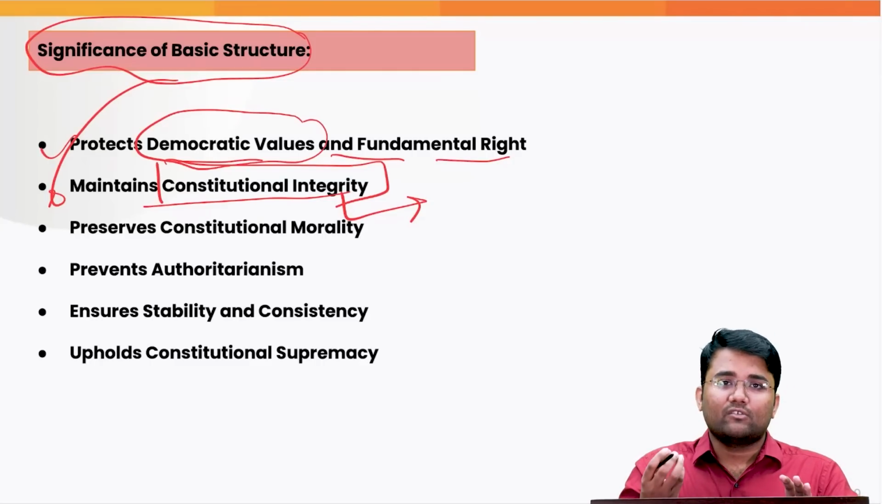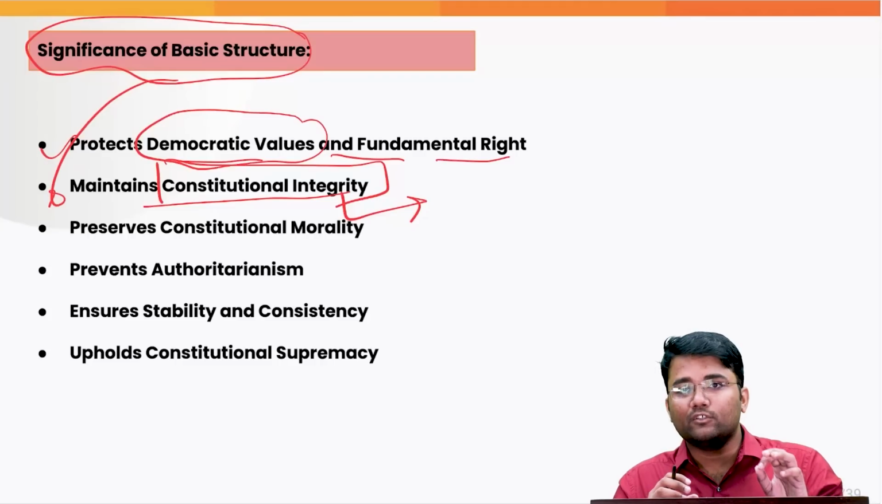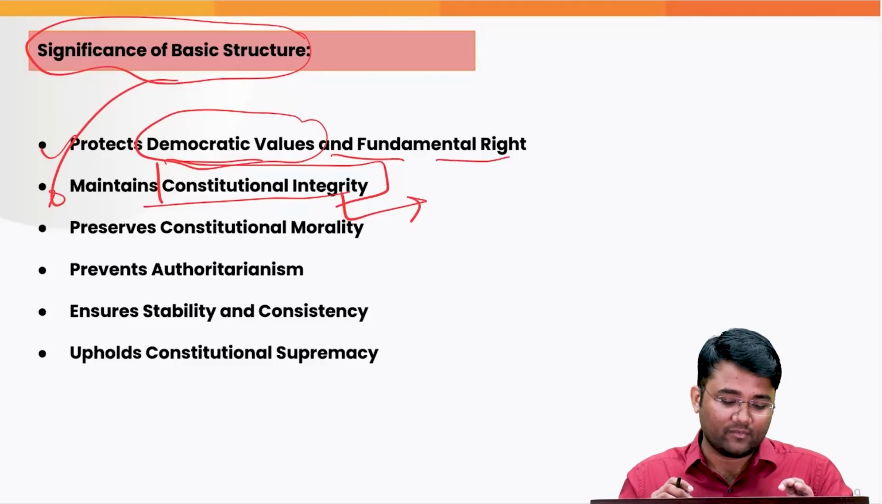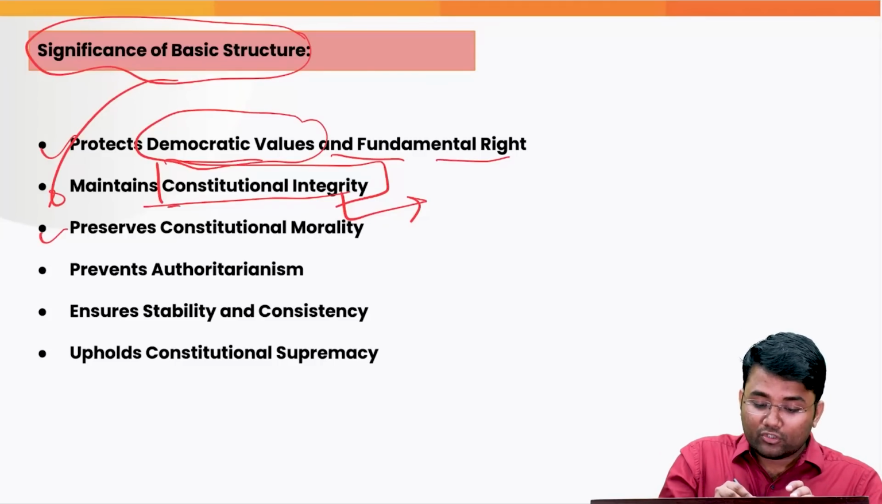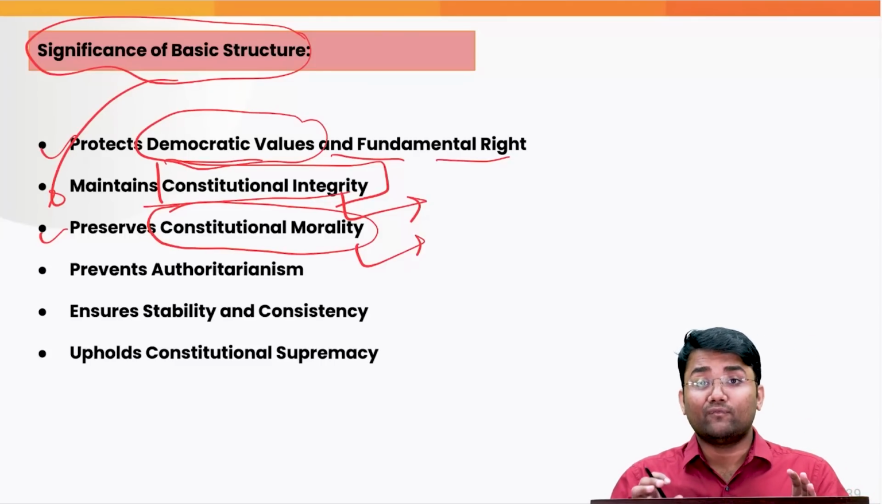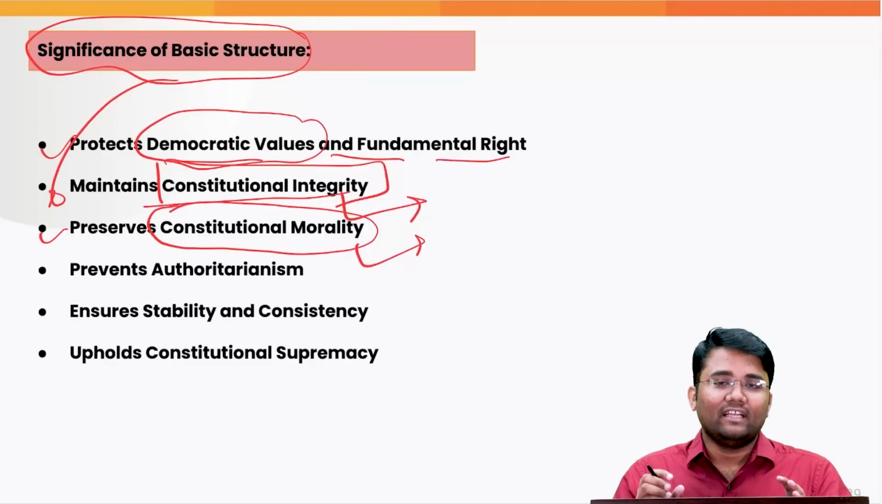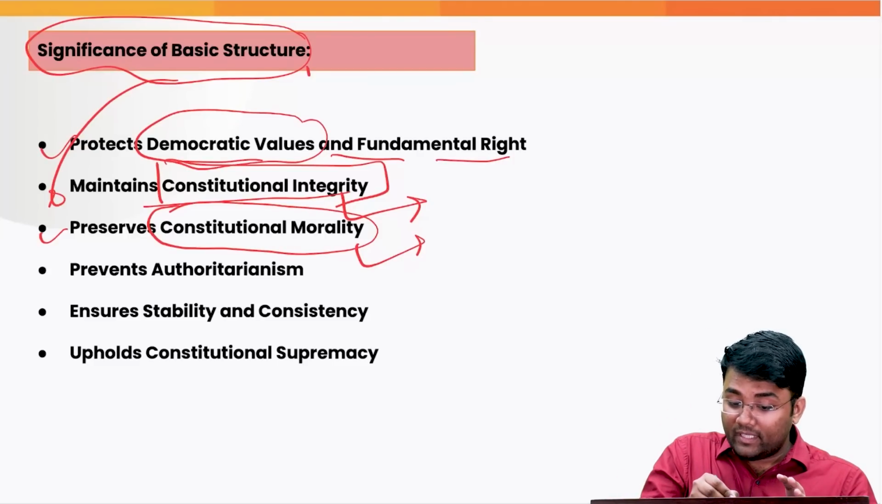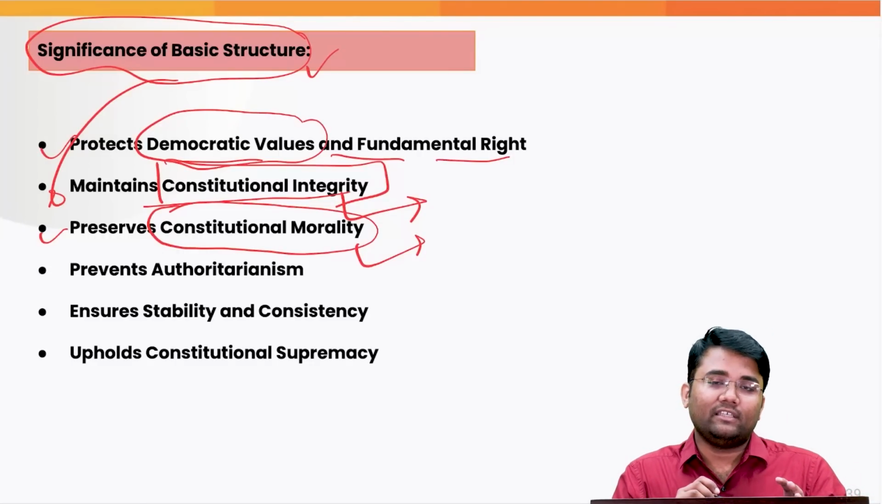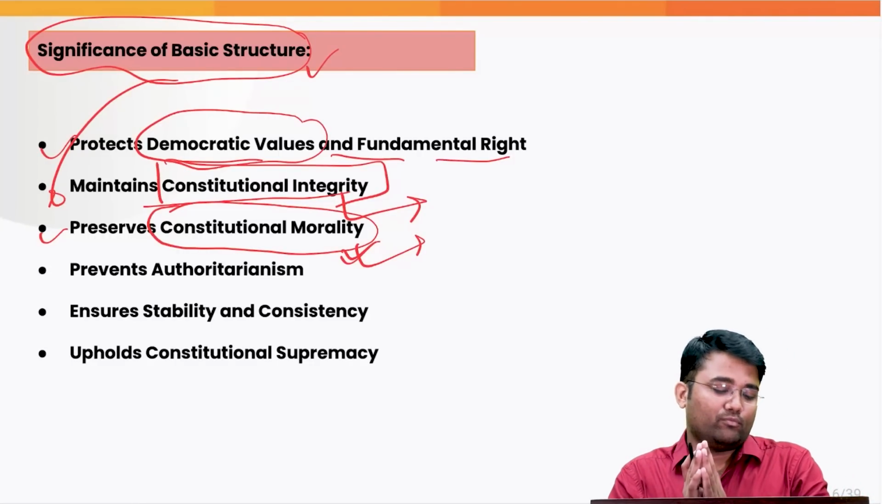What is the gist, the main philosophy behind the constitution, that remains preserved through this doctrine of basic structure. Also, it preserves constitutional morality. Here, constitutional morality means following the principles that the constitution wants, that are written in and inherent in the constitution. So this basic structure doctrine also helps ensure that constitutional morality is actually being followed properly.